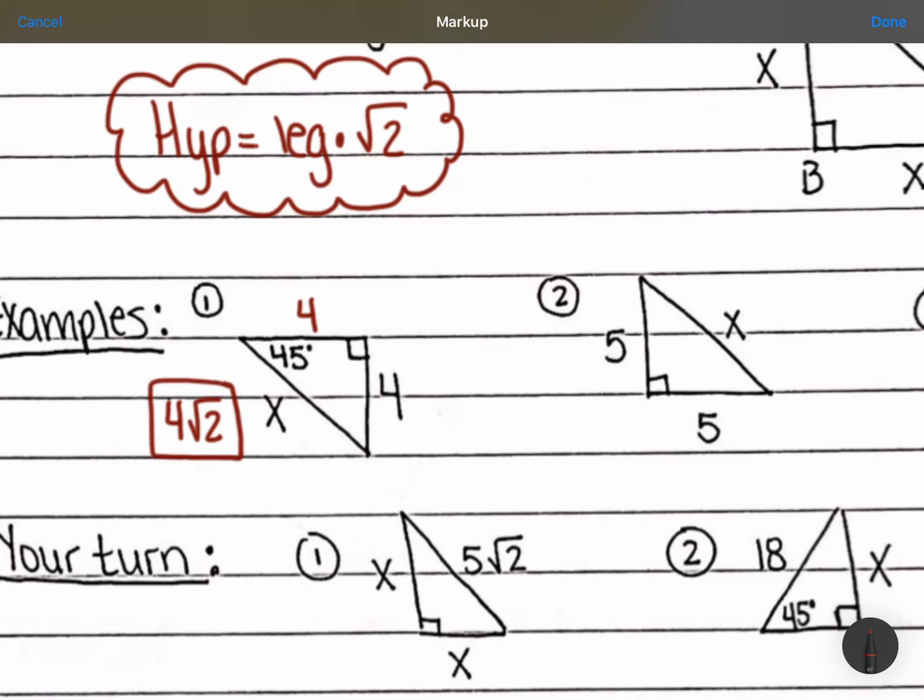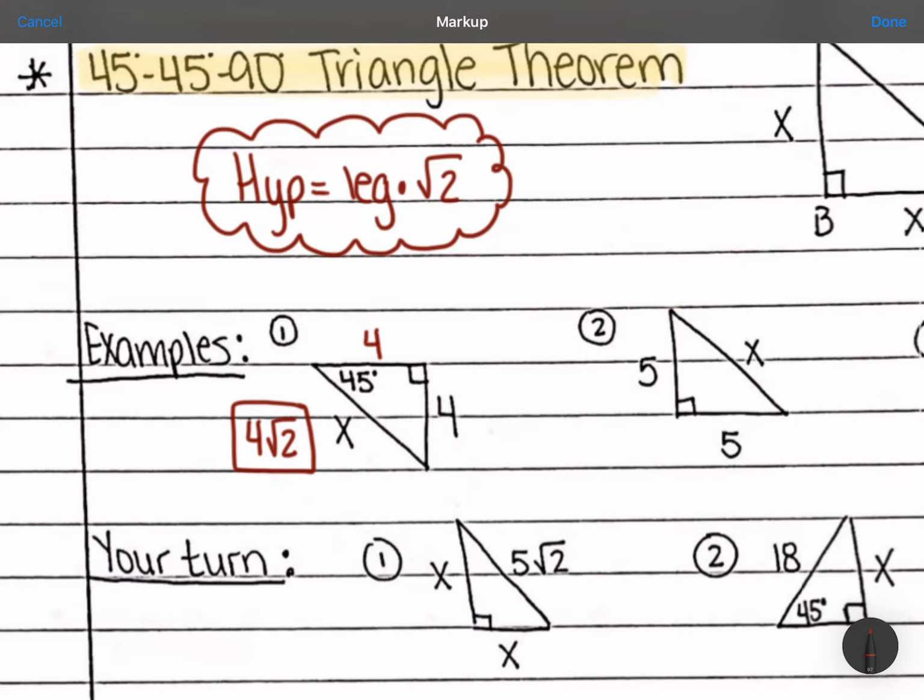You should be able to look at that very easily and see that pattern and know that the hypotenuse is going to be your leg times radical 2. If not, you can use the equation above: x equals your leg, 4, times radical 2, and you get 4 radical 2.